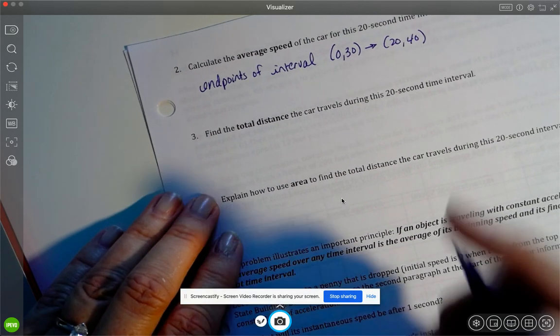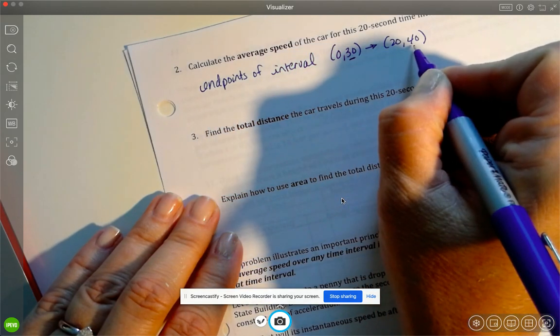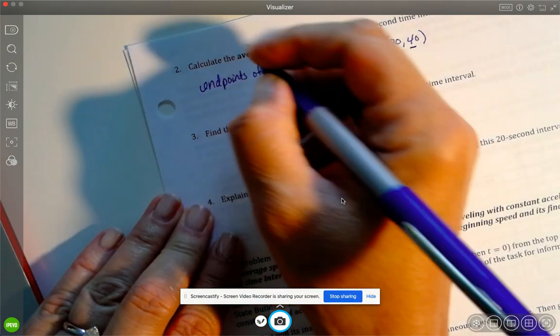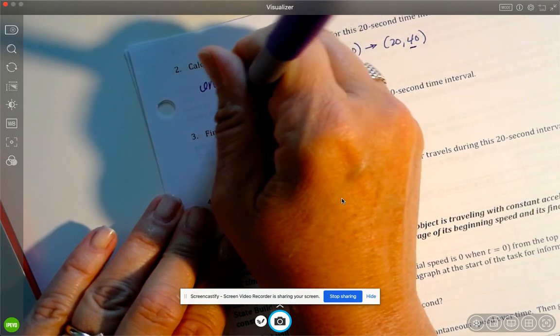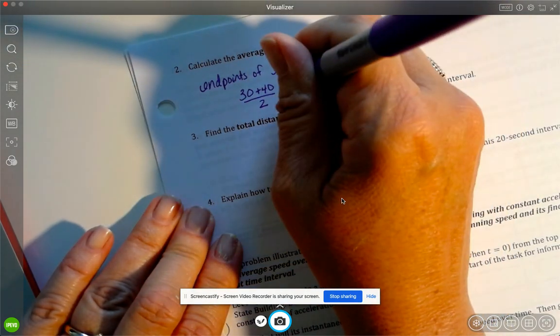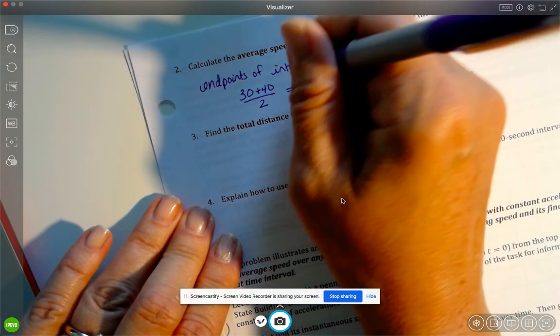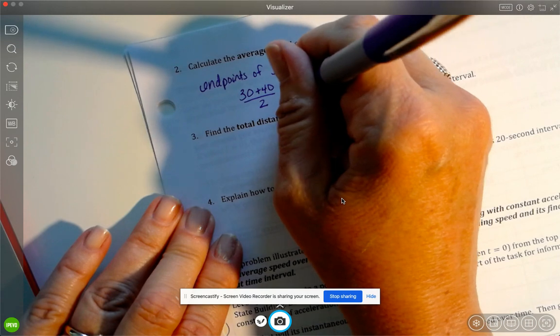Okay, so if you have the speed 30 and speed 40, then if you want the average, then wouldn't you just add them and divide by 2? So you have the average on that interval from 0 to 20 seconds is 35 feet per second.